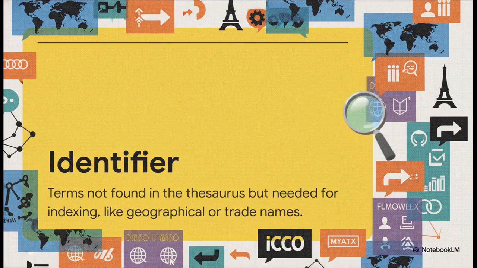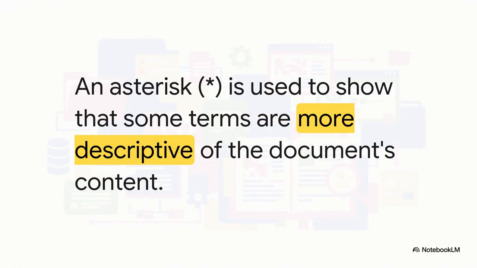But what about new ideas, or super specific place names, or brand names? Science moves fast, and a thesaurus can't always keep up. That's what identifiers are for. They give you the flexibility to add those crucial keywords that aren't on the official list yet, capturing the unique essence of a document. So you've got all these keywords.